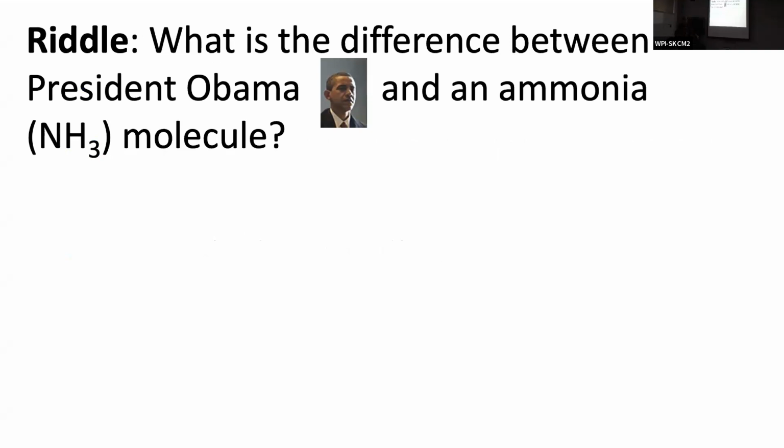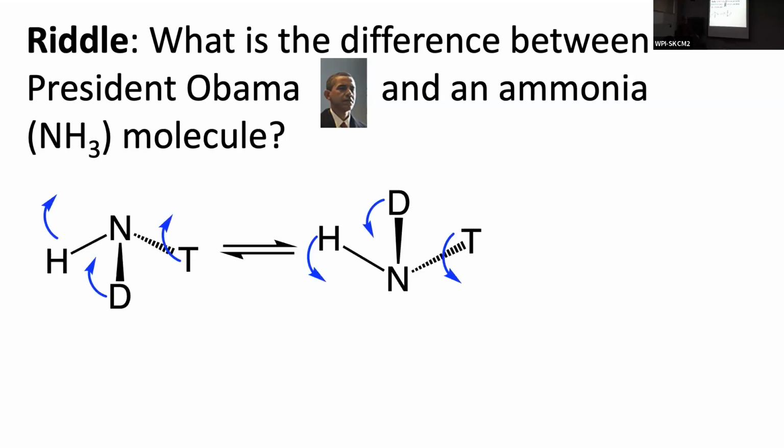So here's a riddle. What's the difference between President Obama and an ammonia molecule? An ammonia molecule doesn't need a mirror to invert itself. It's simple enough that it can just do it.